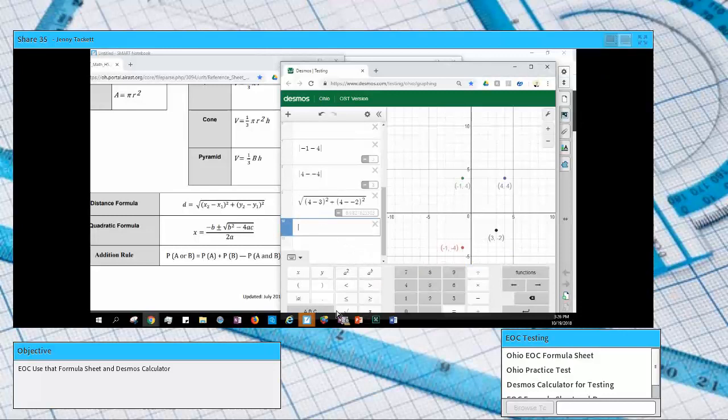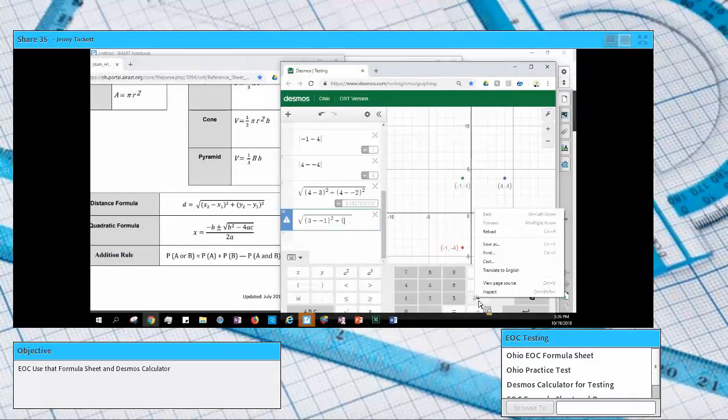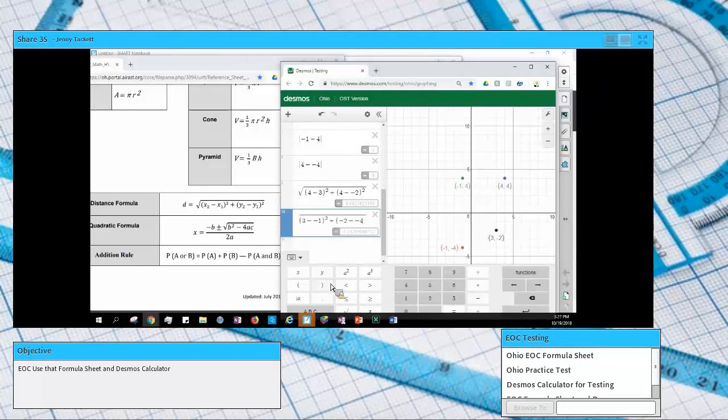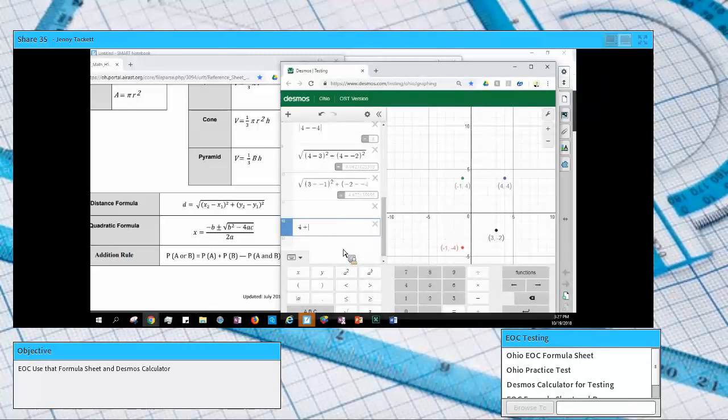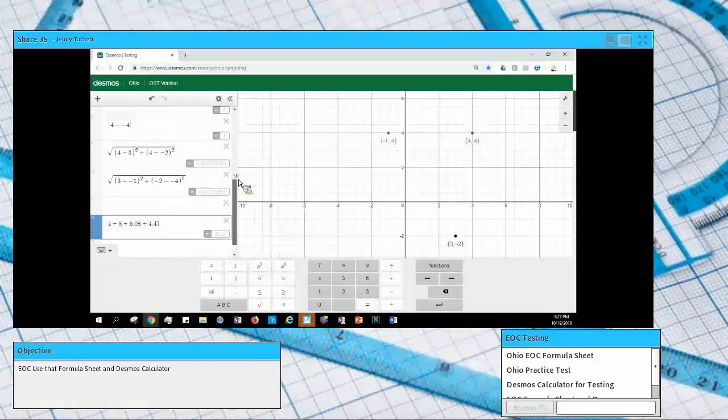And now I have to find the distance between these two. Again, do another square root. 3 minus a -1, quantity squared, plus -2 minus a -4. Notice I'm not putting negatives in. I'm just putting in the minus sign twice. That's just how Desmos works. Now I just come down here. 5 plus 8 plus 6.08 plus 4.47 to get 22.55.